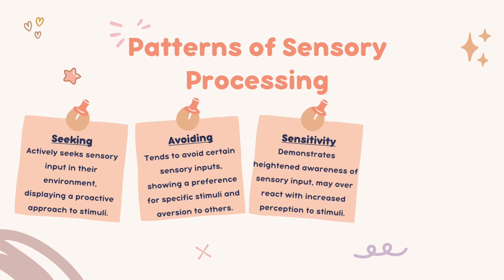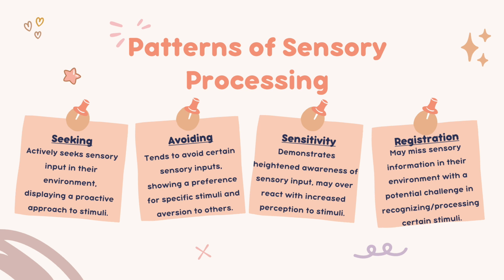The third type is going to be sensitivity. So these kiddos have a heightened awareness of sensory input. So things that may not seem like a big deal to you are a really big deal to them. For example, if they're in the classroom and the fluorescent lights are really bright overhead, they might tell you that the lights are hurting their eyes.